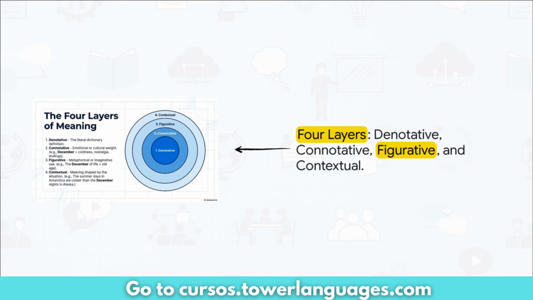Moving right along to Section 2: Meaning and Word Forms, the Architecture of Vocabulary. You know, every single word you teach can have up to 4 distinct layers of meaning. It's kind of like an onion. We start right at the center with the denotative meaning, which is just your straightforward literal dictionary definition. Then we zoom out to the connotative layer, which adds all that emotional or cultural weight. Beyond that is the figurative meaning, where we get into the imaginative or metaphorical uses of the language. And finally, the contextual meaning, which is entirely shaped by the specific situation the word is actually used in.